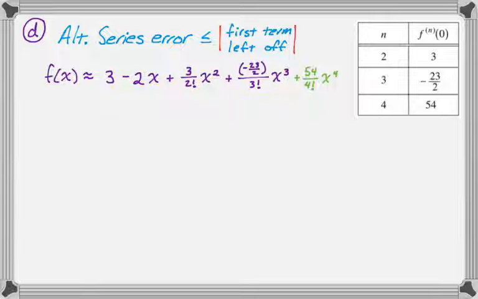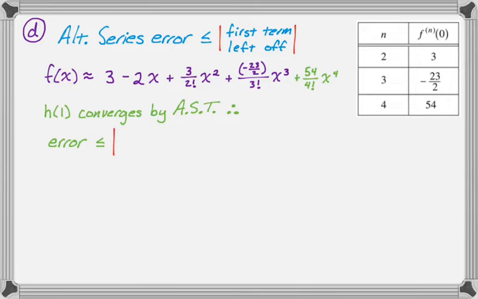So I'm now going to do the problem, I guess. So h of 1 definitely converges by the alternating series test. They gave us all of the conditions that we need. Therefore, the error is less than or equal to the absolute value of the first term that we left off. So we used everything and we integrated from 0 to 1. So the first term that we left off would be the integral from 0 to 1 of that first term that we left off. So we get this.